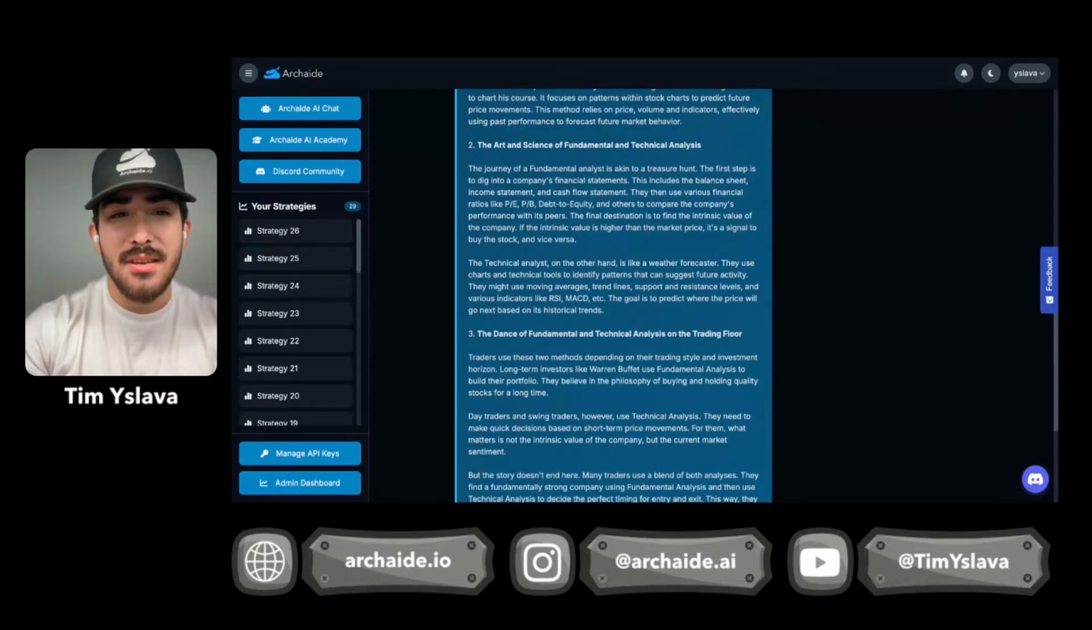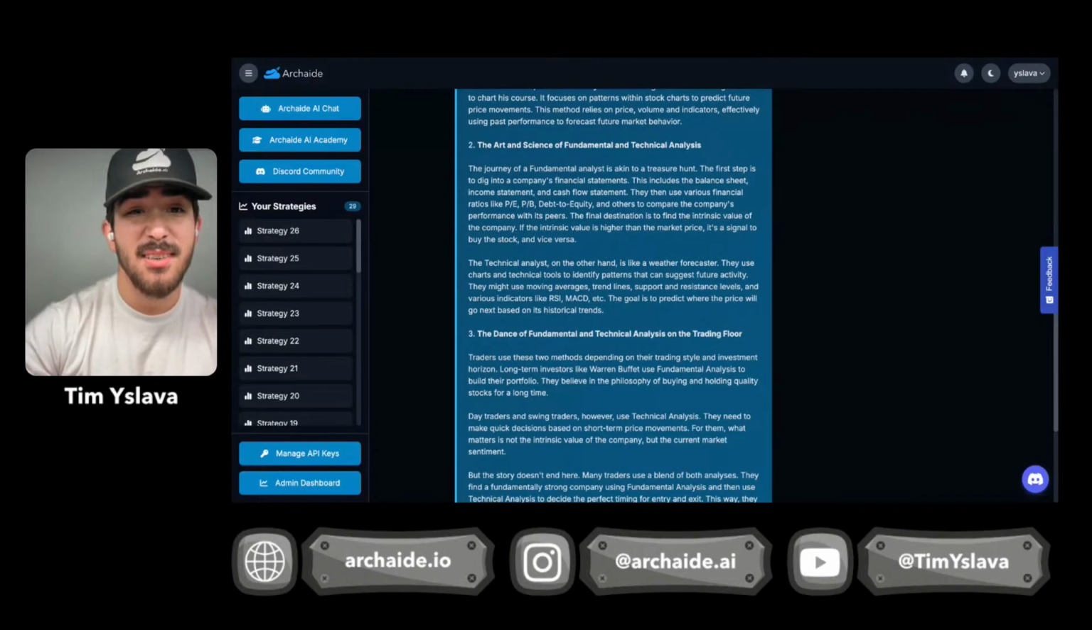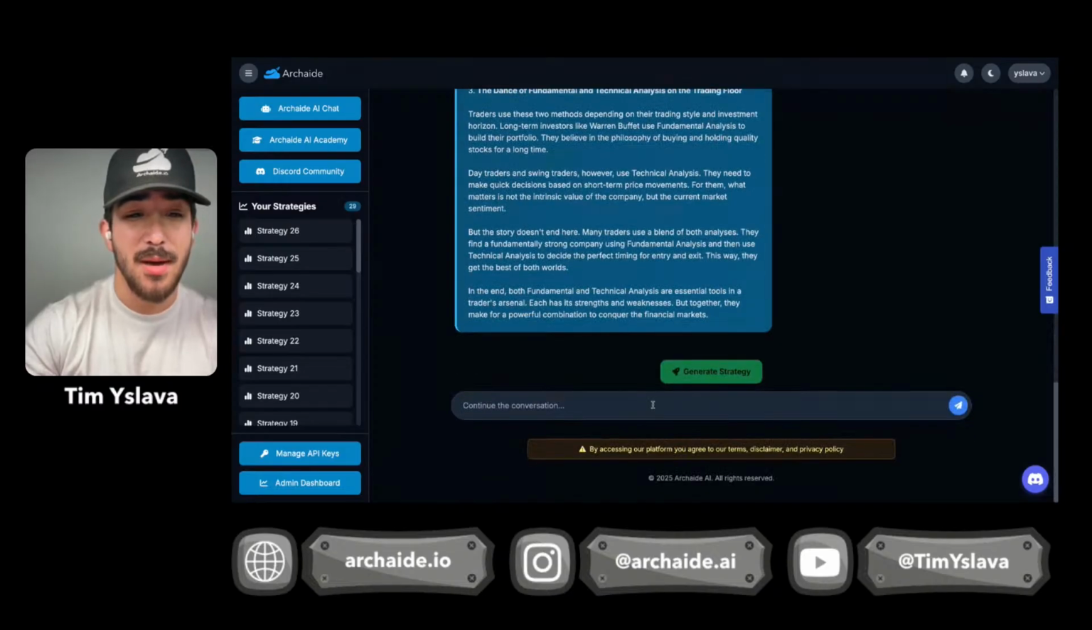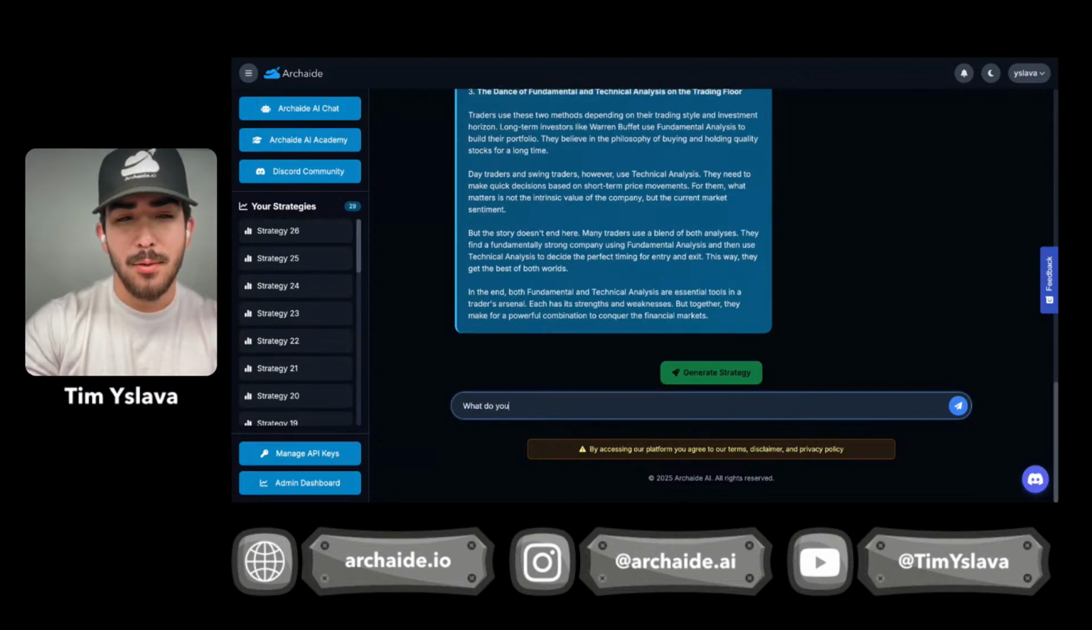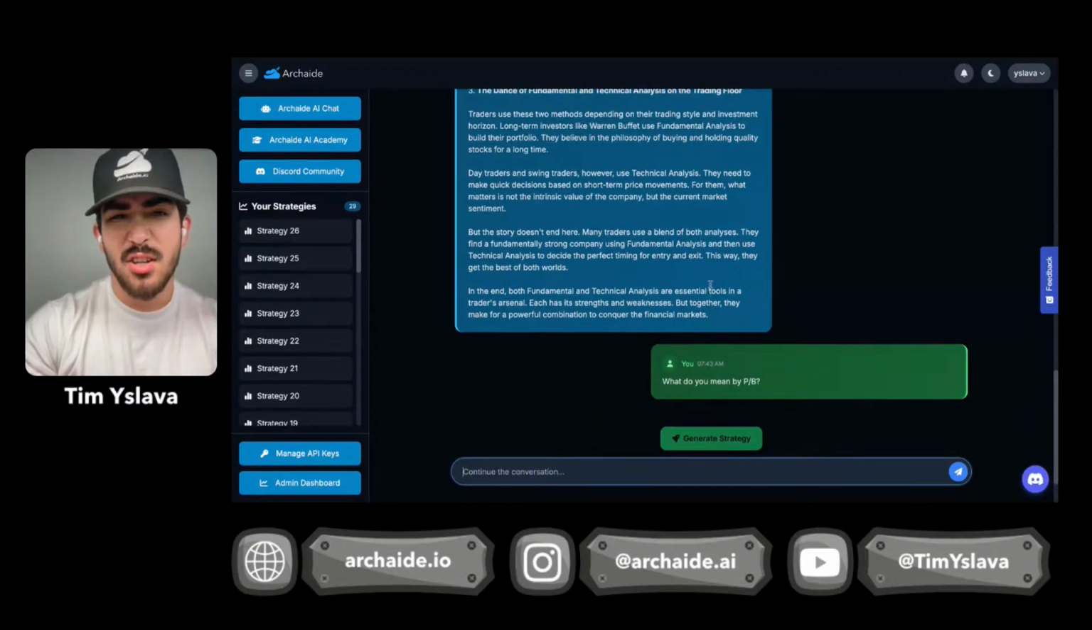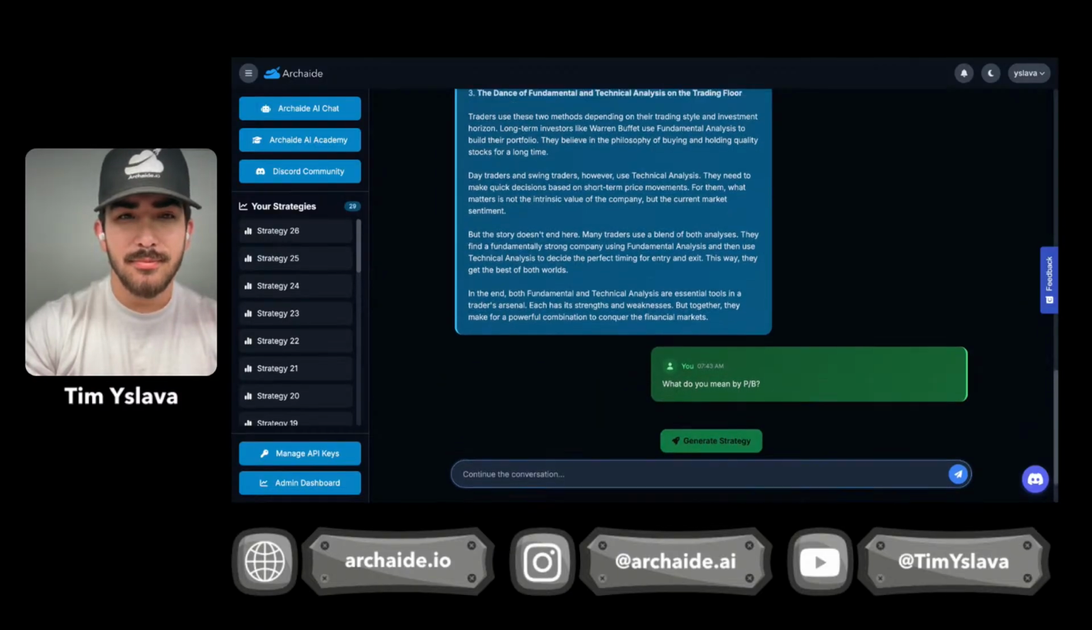They then use various financial ratios like price to earnings, P/B. I don't know what that is, unfortunately. Hopefully that doesn't make me look too bad. So that's the cool thing about Arcade, right? It's like, I don't know what you mean by P/B. We can just literally ask it, right?